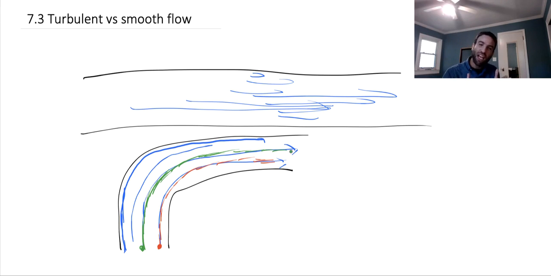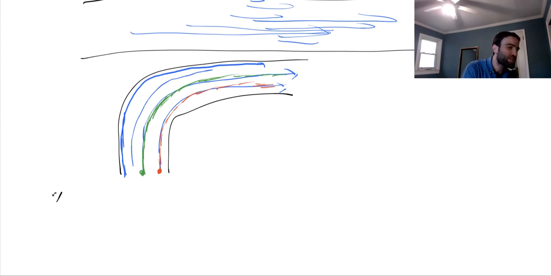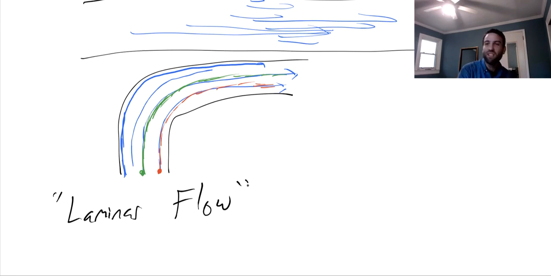And those lines of color would neither mix very much, nor would they get a lot farther away from each other. And this smooth, neat, orderly flow is called laminar flow. Right, so this is all called laminar flow. Laminar because it refers to fluid moving in nice, smooth layers.